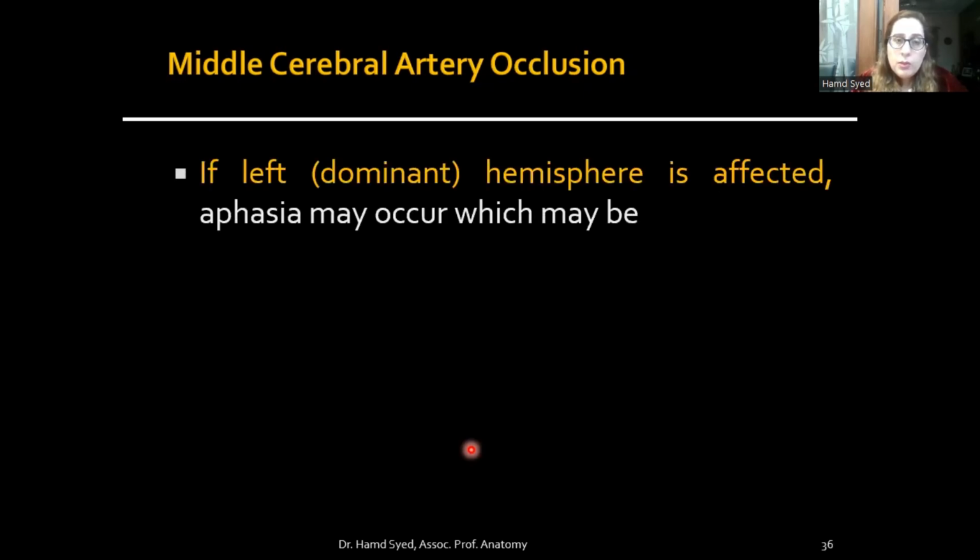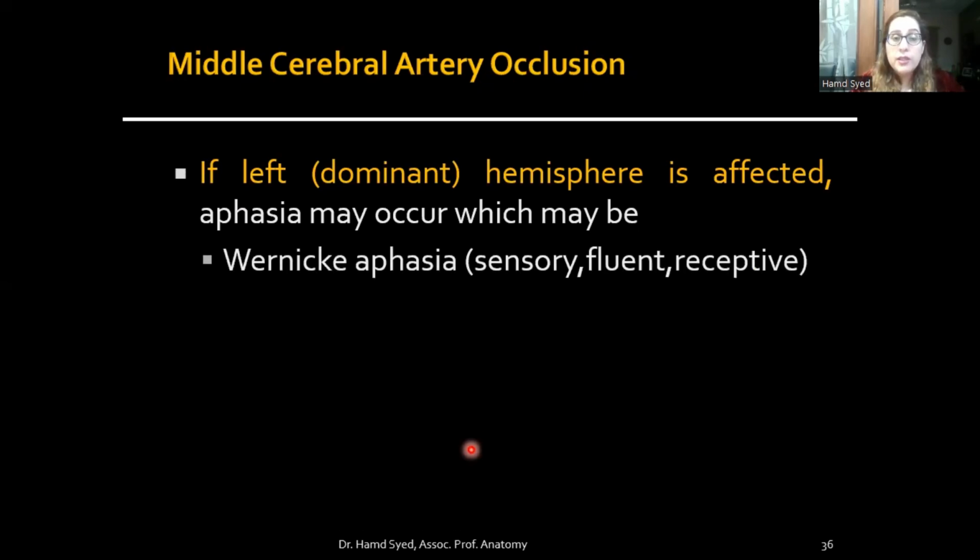And also keep in mind, specifically if the left hemisphere is affected, like I told you, it's the dominant hemisphere, then certain language deficits may occur, which are known as aphasias. This might be Wernicke's aphasia, also known as the sensory or fluent, also known as the receptive aphasia. What happens over here is that there is an impediment in the comprehension. There is a problem with the comprehension or understanding of the spoken language.